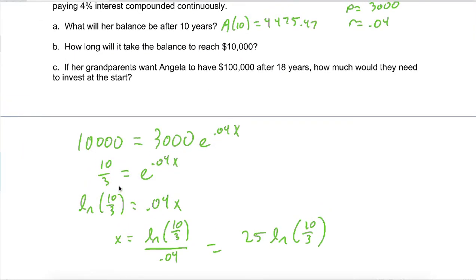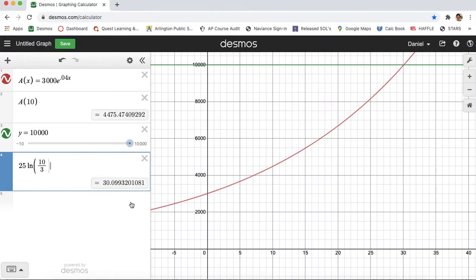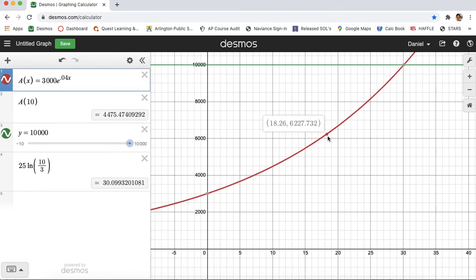So that was 30.099 years. And I'll show you part C also. Let's say her grandparents say, wait a minute, after 18 years, at the rate we're going, the amount of money that we put in would be worth about $6,000. And you might know this, $6,000 is not enough to pay for college. So let's say that her grandparents decided, well, we want her to have enough money to pay for college, so let's make sure she has $100,000 after 18 years. The question is, how much would they have needed to invest at the start?